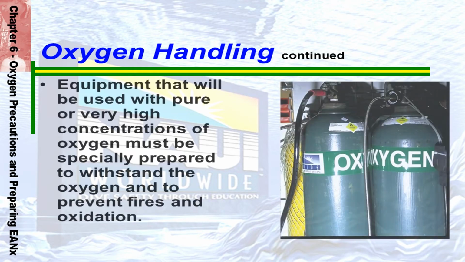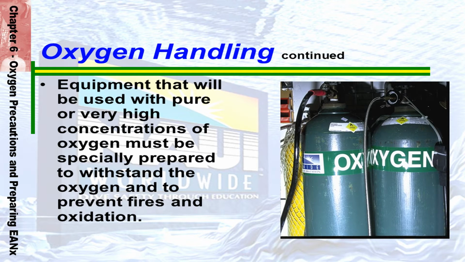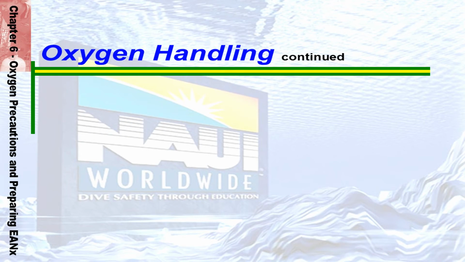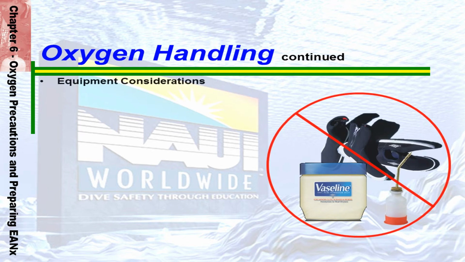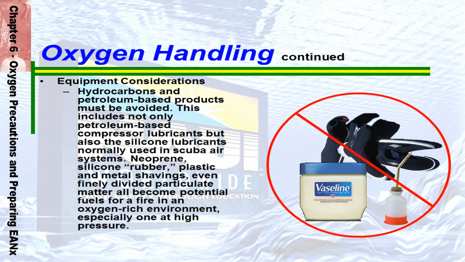Equipment that will be used with pure or very high concentrations of oxygen must be specially prepared to withstand the oxygen and to prevent fires and oxidation. The way that nitrox is prepared will be discussed later, but the most common mixing method involves introduction of pure oxygen at pressure. All equipment systems that will be so exposed must be specially prepared in order to withstand the oxygen. Hydrocarbons and petroleum-based products must be avoided.